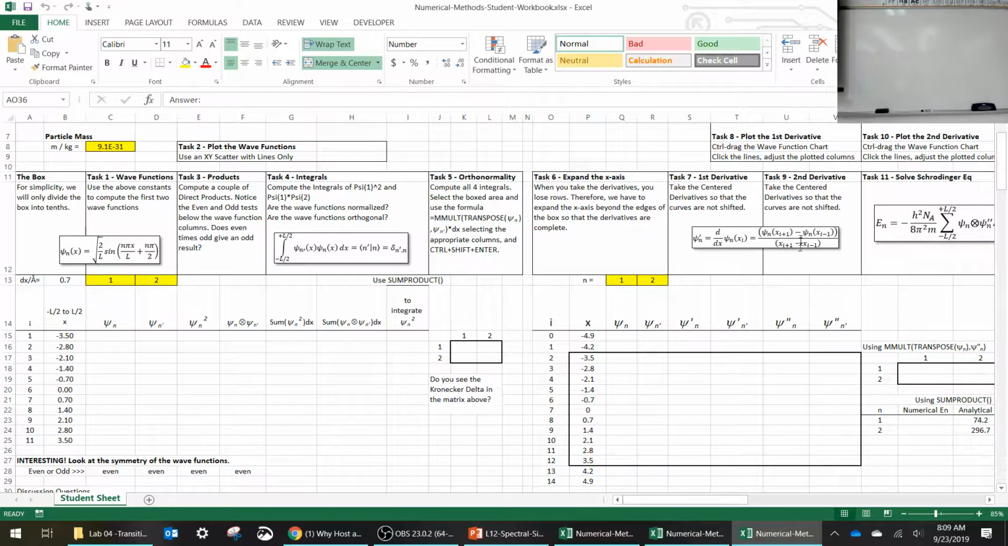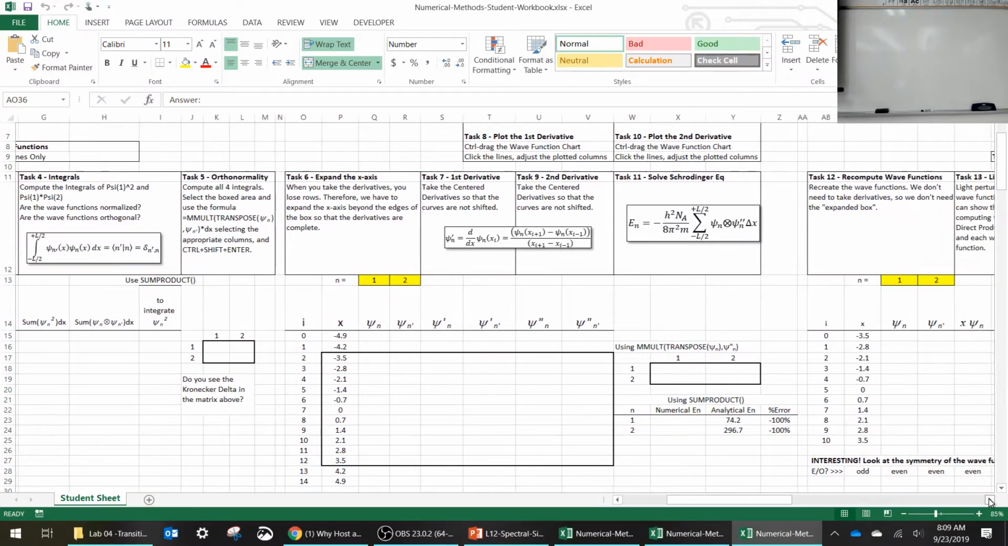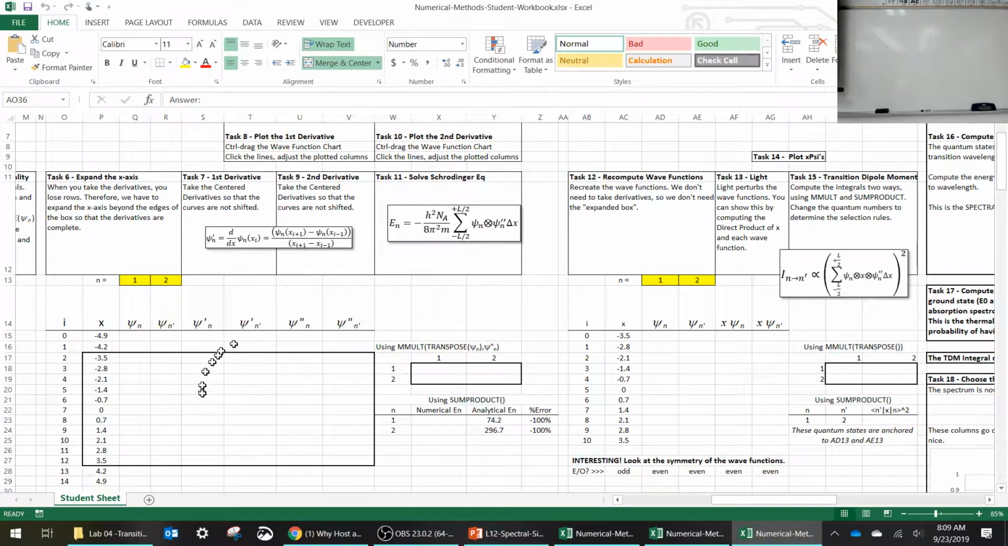And so then we'll talk about the centered derivatives a little bit more today with some graphical examples, and then the integration. But today's lecture is mostly focused on this last piece of your spreadsheet. You get through calculating the energies of the wave functions and the transition dipole moment integral, and you'll have this little 2x2 matrix that has the transition dipole moment. You'll change these little 1s and 2s, these quantum states here, to determine the selection rules. If you wanted to see if a 3 to 4 transition was allowed, you can type a 3 and a 4 in those yellow boxes, and we'll calculate the transition dipole moment for 3 to 4.